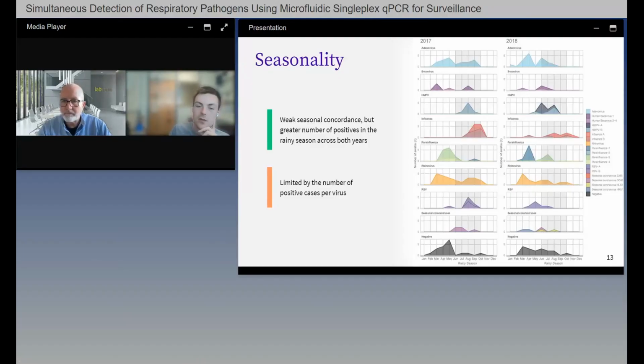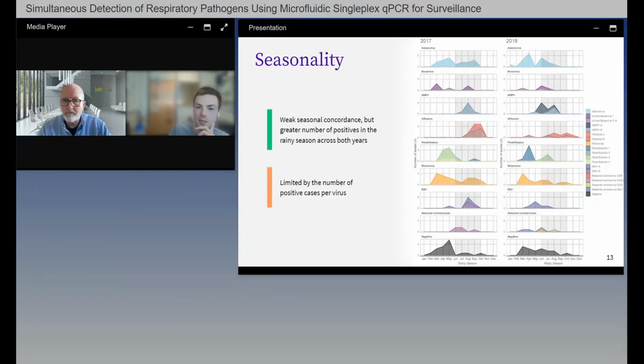You had generally more negatives towards the end of the dry season, and so more positives going into the rainy season, which again, we sort of expected with respiratory viruses just because of the humidity of the rainy season. And also a lot of people tend to spend more time indoors in the rainy season. So it's nice that we could make these links.